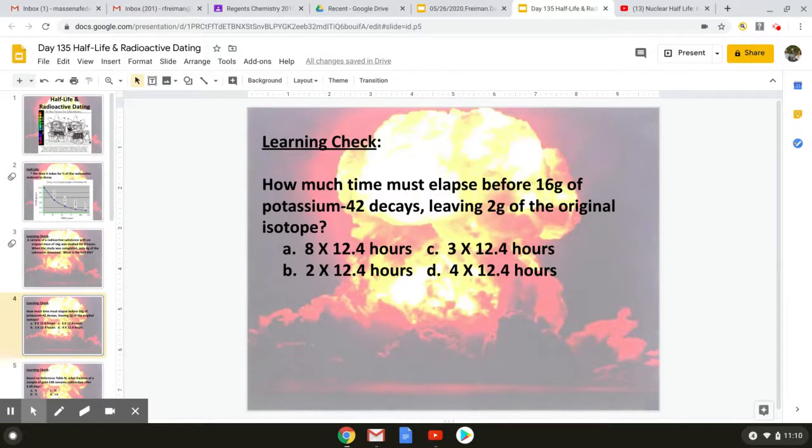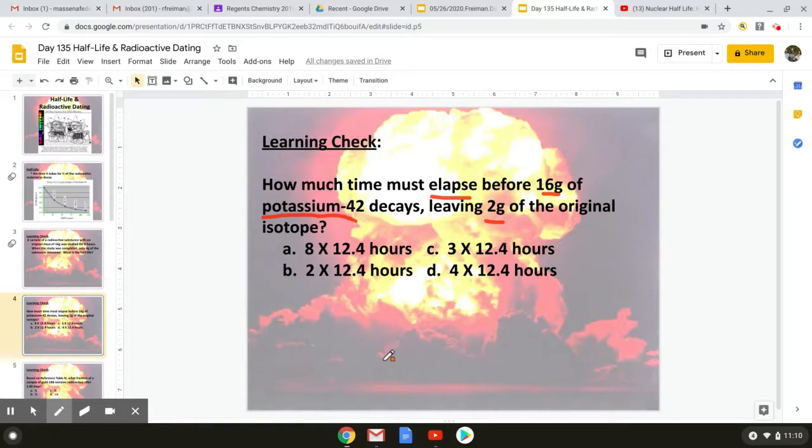So our next questions are some multiple choice questions. You're going to need your calculator, and you're going to be able to do this. How much time must elapse? What does the word elapse mean? Elapse means how much time goes by before 16 grams of potassium-42 decays, leaving 2 grams of the original isotope. So they're pretty specific here. They're telling us our radioisotope is potassium-42.